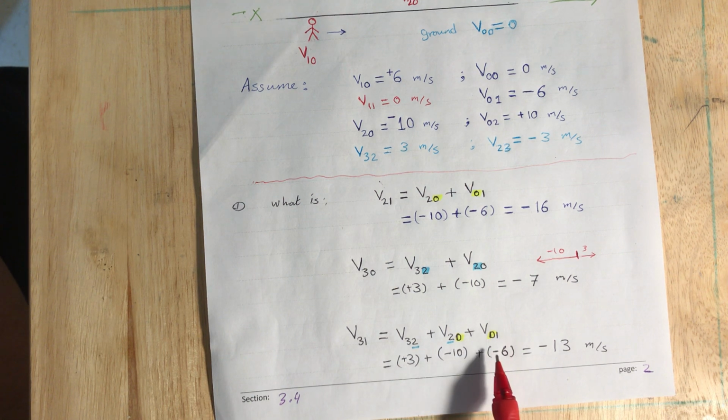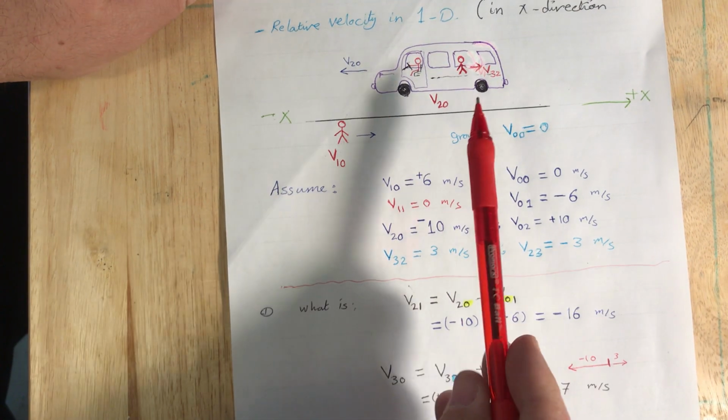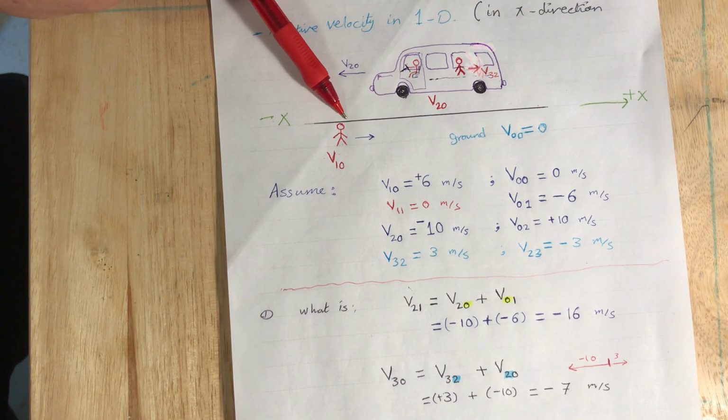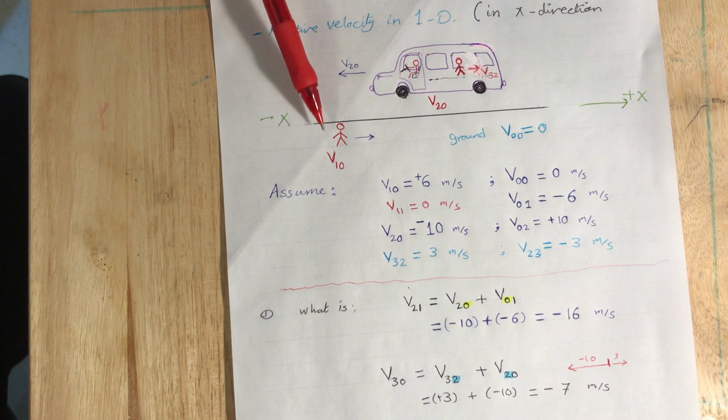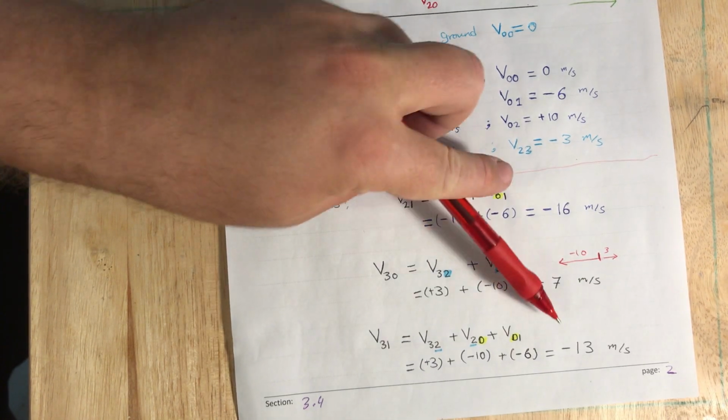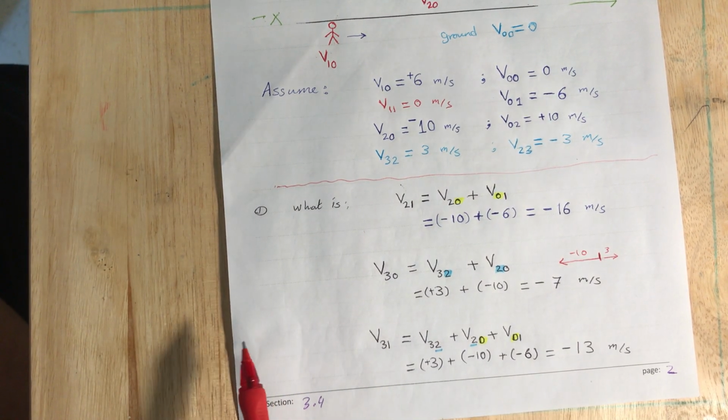Also V2 0, the bus is moving in the negative direction at 10 meters per second. V0 1, the velocity of the ground with respect to the person running on the ground, is negative 6. Then the resultant velocity for the person inside the bus with respect to this one is negative. This one sees this one moving in the negative direction at 13 meters per second.